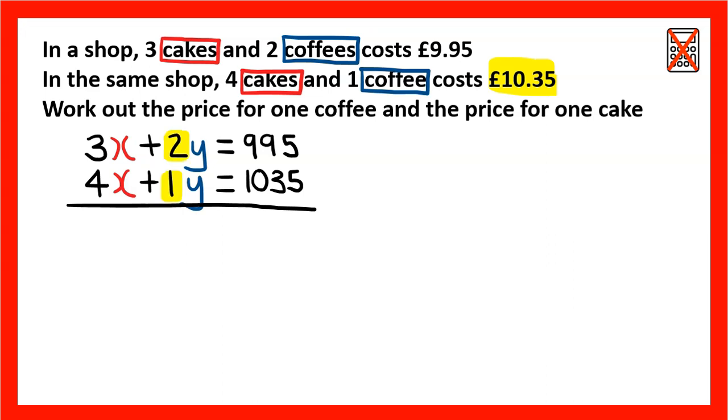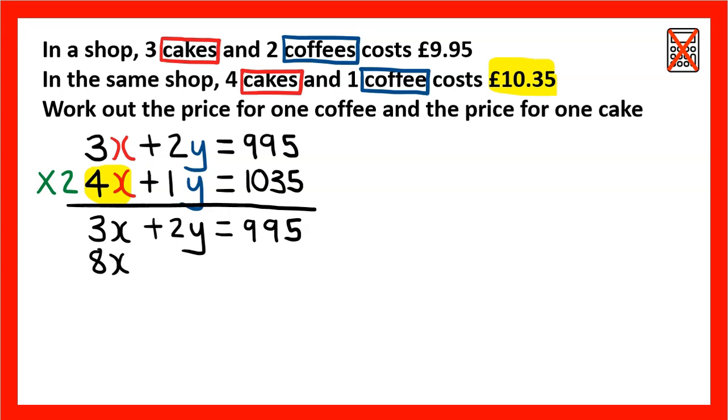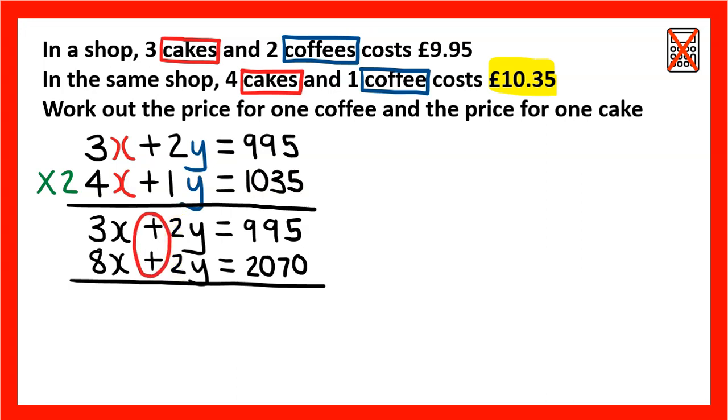So to make these coefficients the same, we can do it quite easily multiplying this second equation by 2. So the first equation will stay the same. 4x times 2 is 8x, 1y times 2 is 2y, and 1035 times 2, 2070. Now that the coefficients are the same, look at the signs in front of those terms, and because they're the same, we'll use same signs subtract. 8x subtract 3x is 5x, 2070 subtract 995 is 1075. Then we can divide both sides by 5. So x is equal to 215.